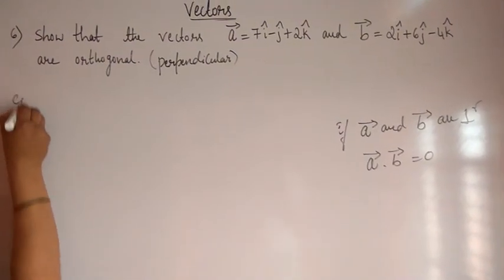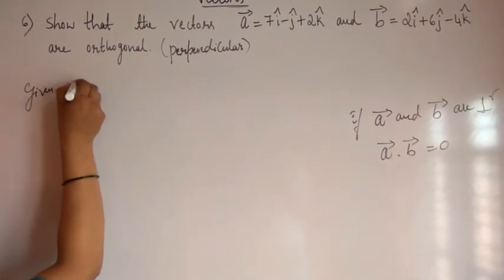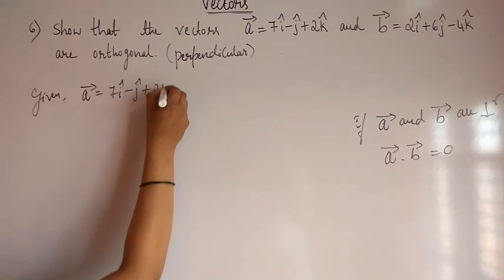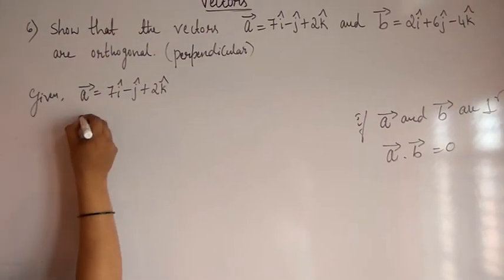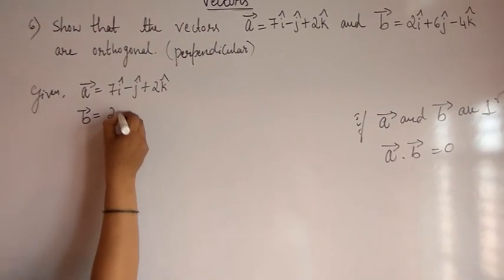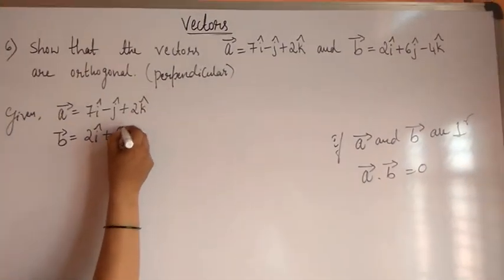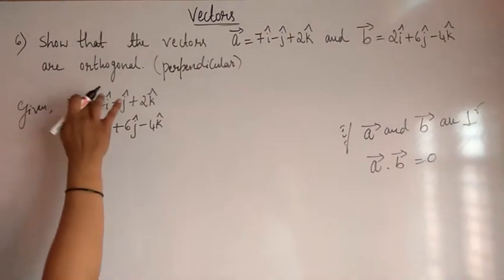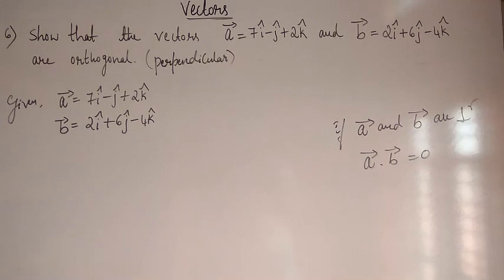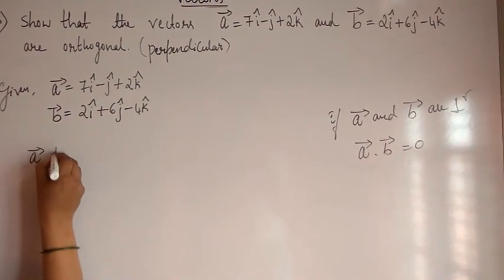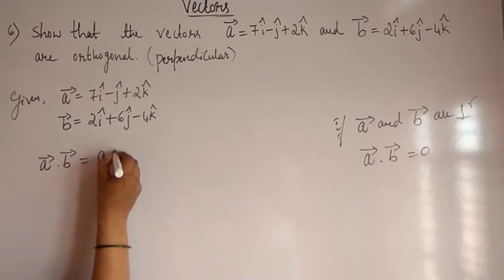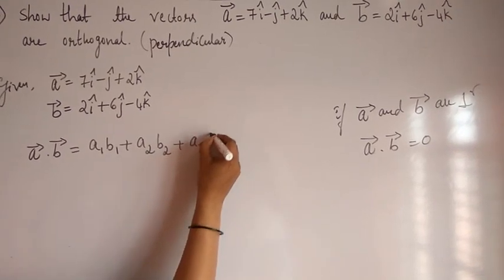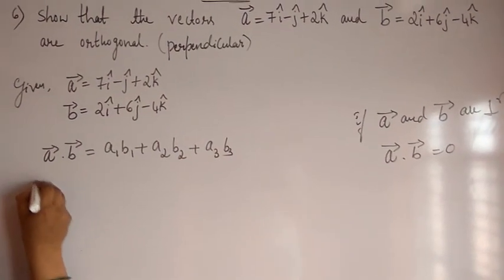Okay. So here given vector A is 7i cap minus j cap plus 2k cap and vector B is 2i cap plus 6j cap minus 4k cap. Okay. Since these two vectors are in component form, we have to consider the dot product formula as vector A dot vector B is equal to A1 B1 plus A2 B2 plus A3 B3. Okay. So now let us apply.